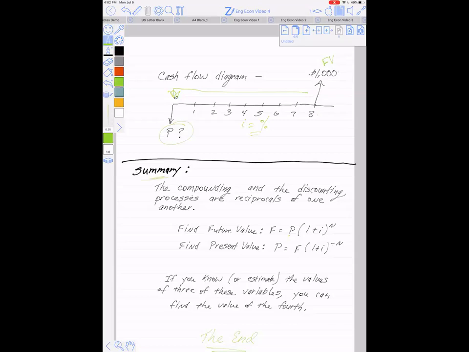So in summary, the compounding process, which uses an interest rate to find the future value, and the discounting process, which uses a discount rate to find the present value, are reciprocals of one another. Here are the two formulas right here. Very similar. Remember the negative exponent when you're looking for the present value. So if you know, or you can estimate the values of any 3 of these variables, then you can always find the value of the 4th.